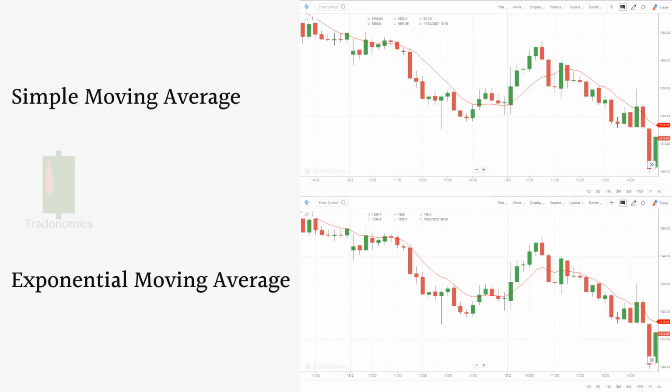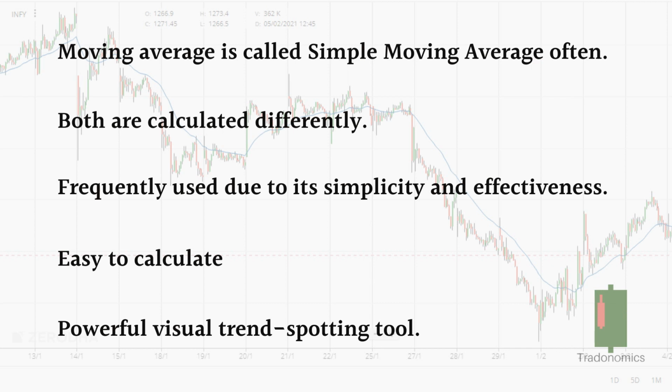This is a video lesson on moving average and exponential moving average. The moving average is more precisely called simple moving average. They both are calculated differently. We will find out that later in this video. These moving averages are frequently used due to their simplicity and effectiveness. It is easy to calculate, and once plotted on a chart, it is a powerful visual trend spotting tool.